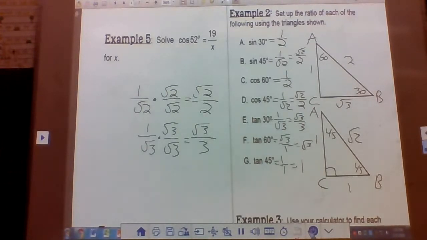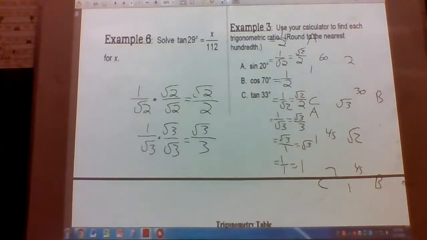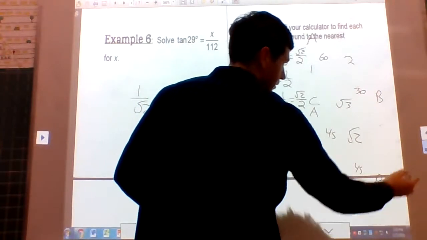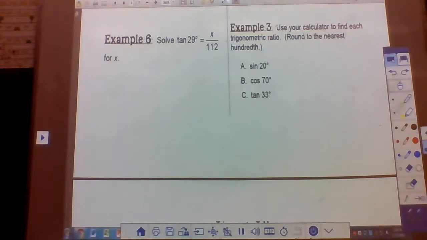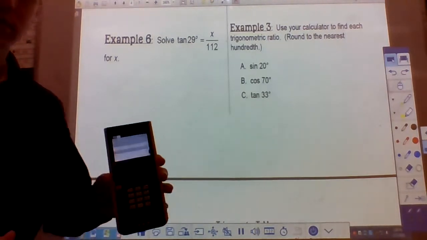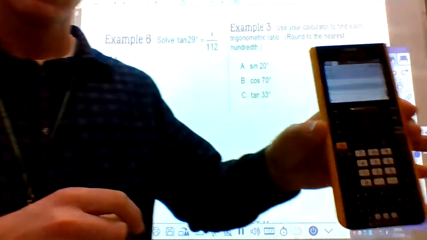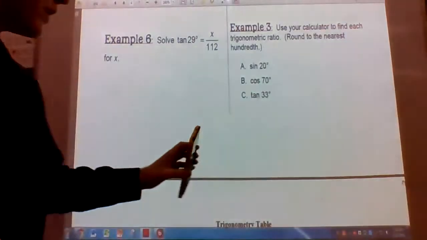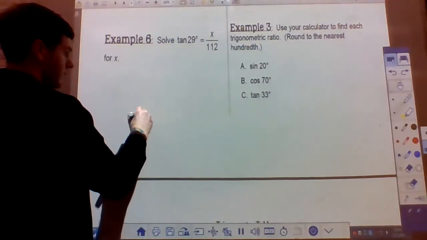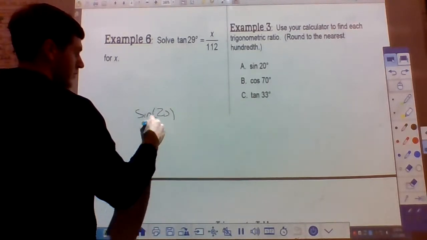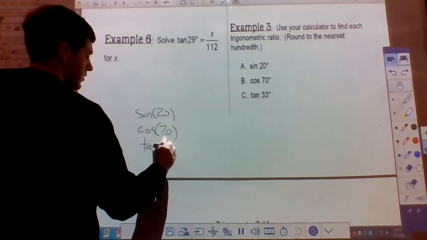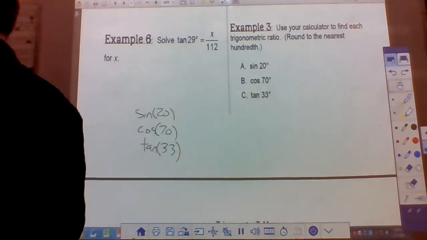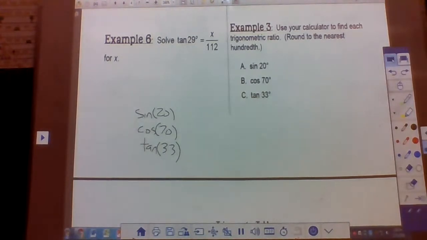Example 3, we are going to use the calculator. Okay, use the calculator. So we want to hit the trig button on the calculator. I don't know if I should pull the calculator up on the computer. So let me just rewrite it here. That's sine of 20, cosine of 70, and tangent of 33. Okay, then we pull out the calculator on the computer.